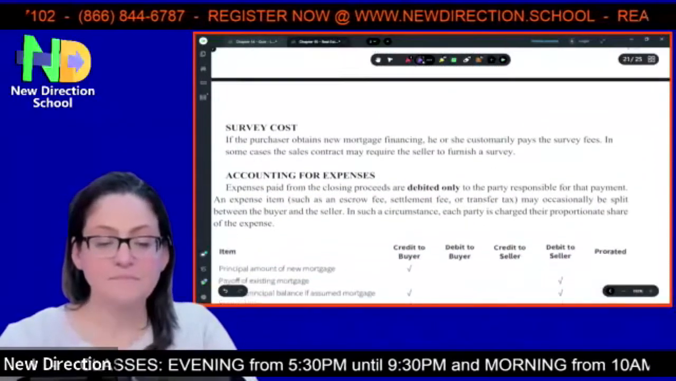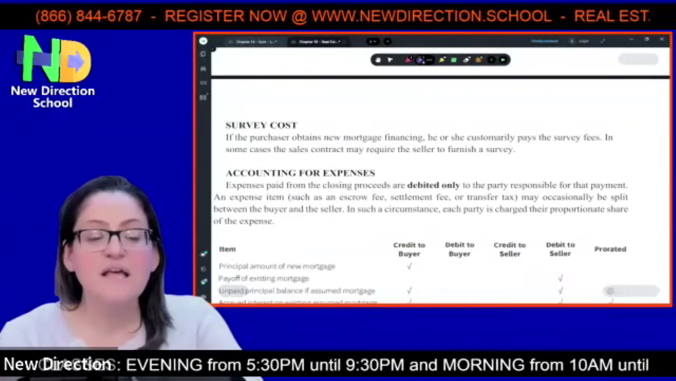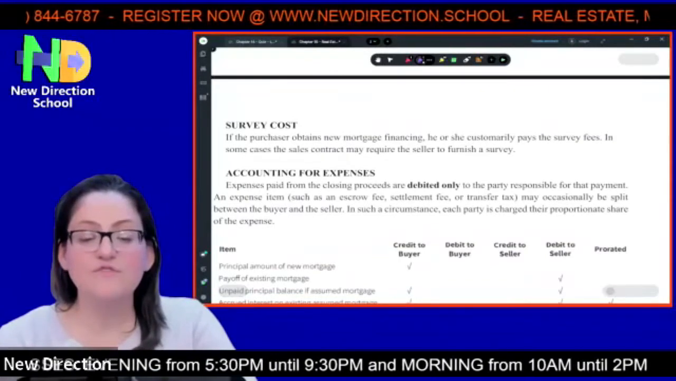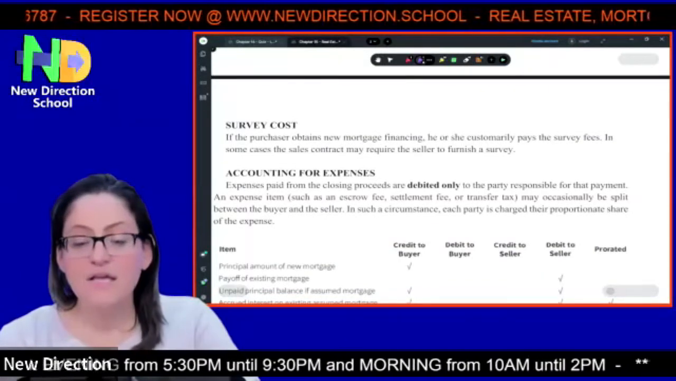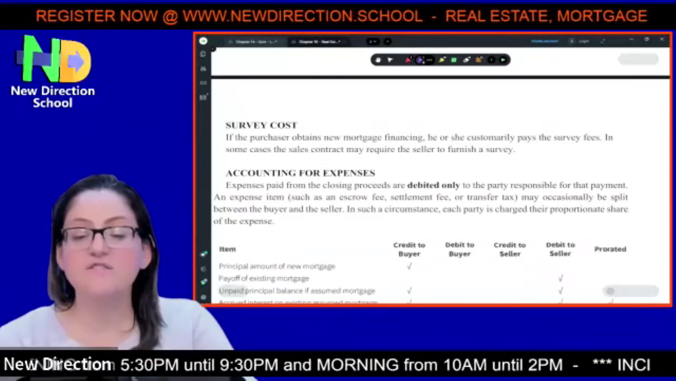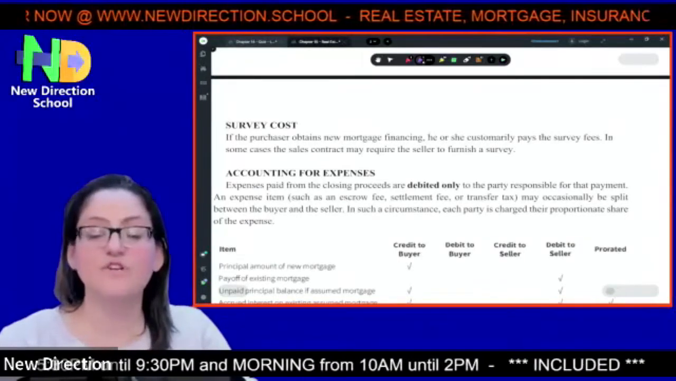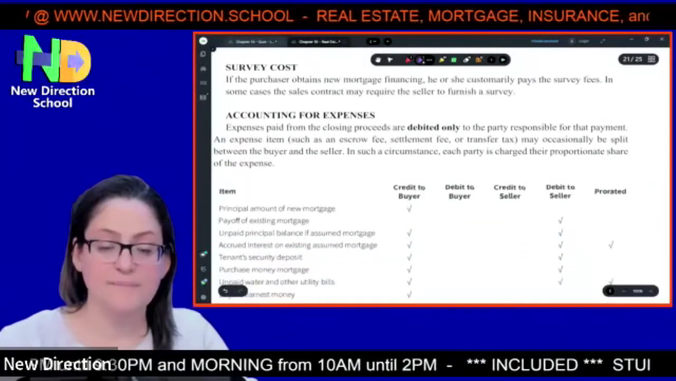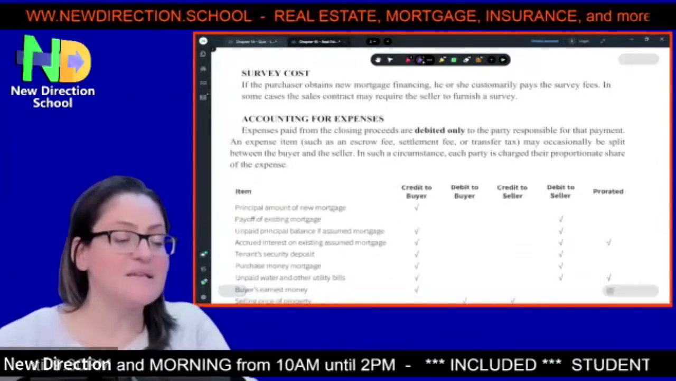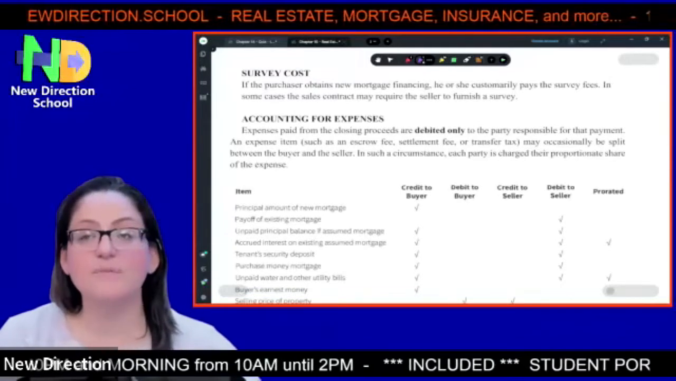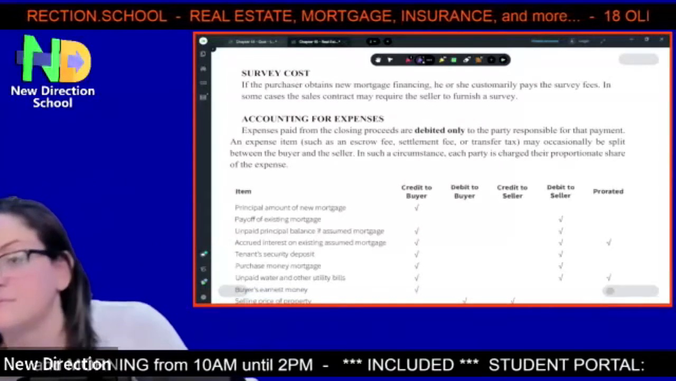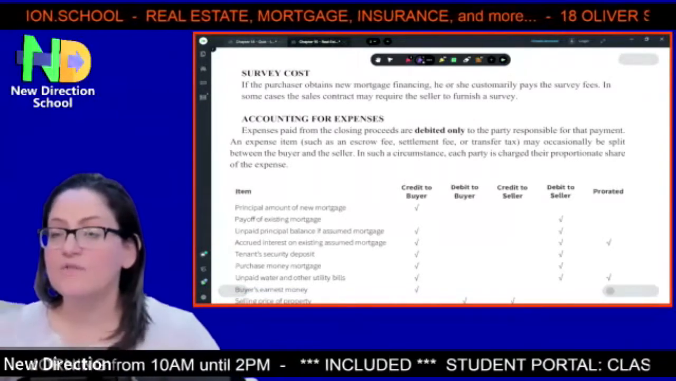Okay. We have survey costs. If the purchaser obtains new mortgage financing, he or she customarily pays the survey fees. In some cases, the sales contract may require the seller to furnish a survey. Has anybody seen problems of encroachments before? Have you ever known of an encroachment?